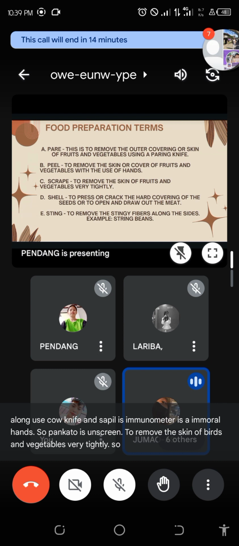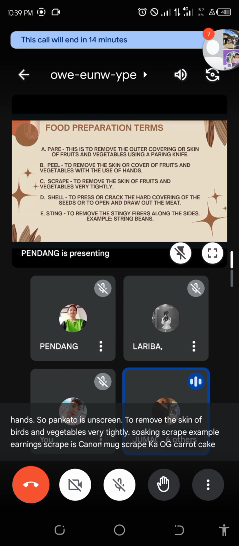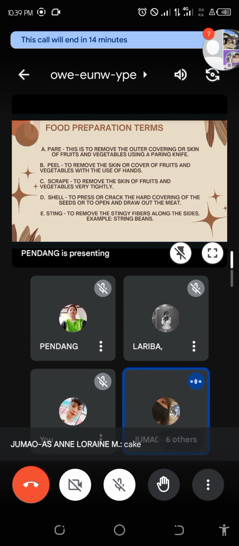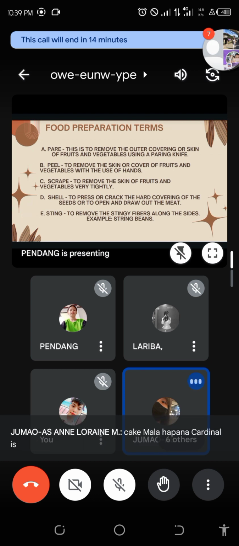So, kaning scrape, example, kanang mag-scrape ka og carrot. Kay ang panit sa carrot, nipis ra man siya, dili na kinahanglan panitan kay malaos pa ang carrot. So, ang buhaton nimo is, i-scrape ra nimo ang panit sa carrot. So, mao na ang scrape.